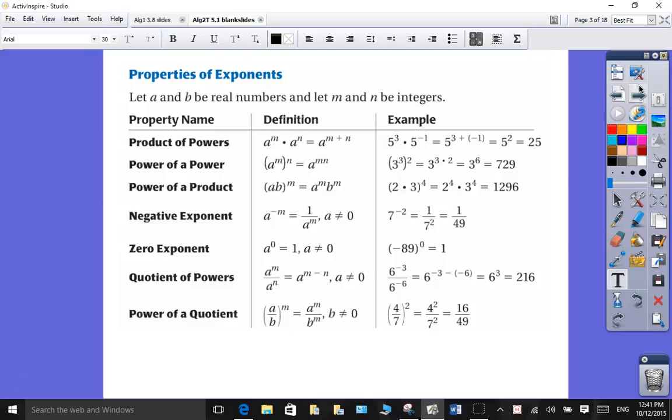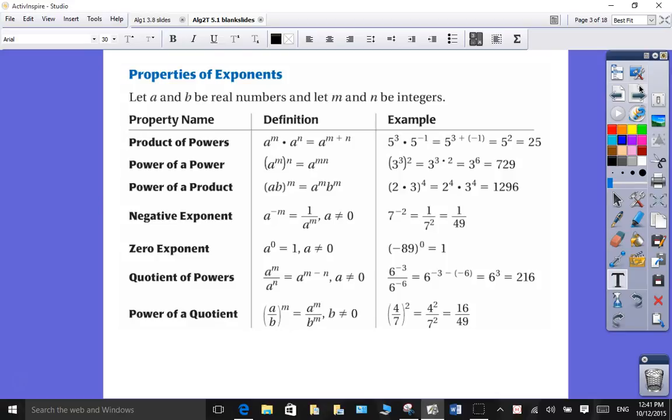You're multiplying, right? Something raised to a power, and the something, the a, is the base. If the base is the same, then you can simplify it by writing the base and then adding the exponents, which there's an example of it to the right. 5 to the third times 5 to the negative 1, right? The base is 5 on both. They have to be the same. And then you just add the exponents.